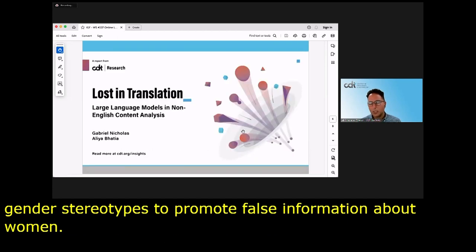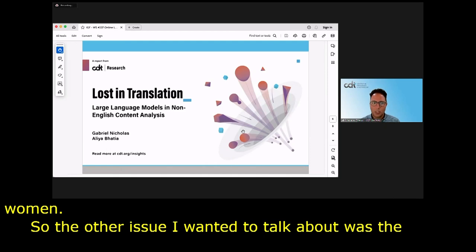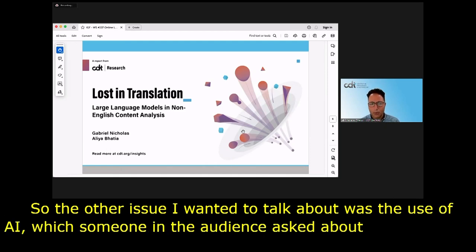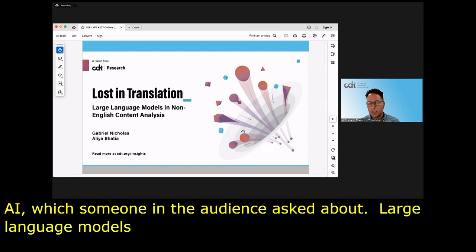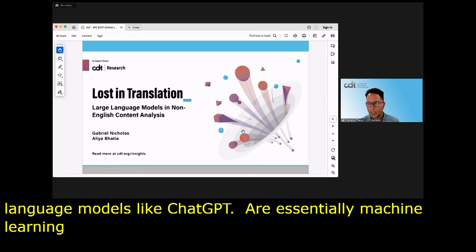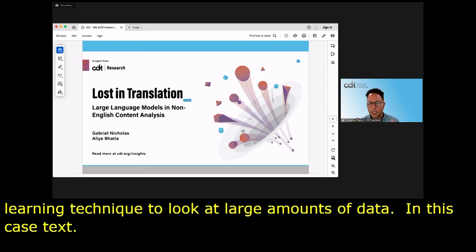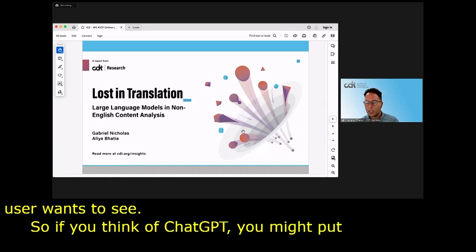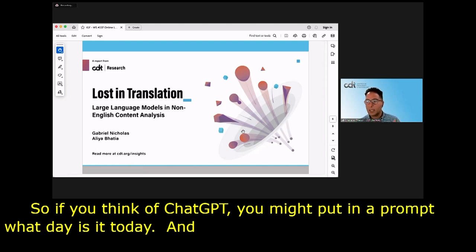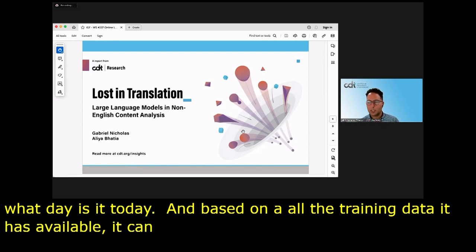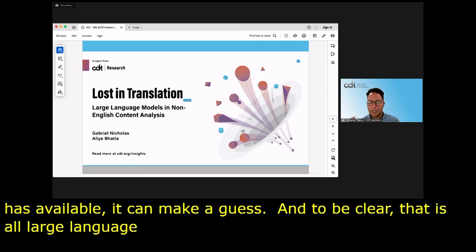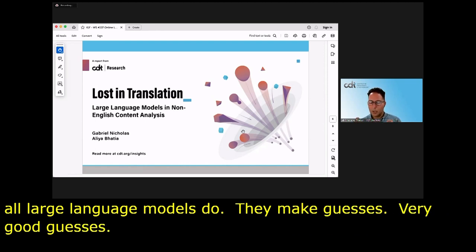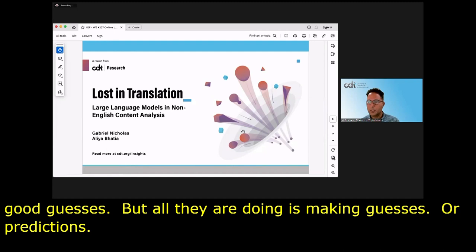The other issue I wanted to talk about was the use of AI, which someone in the audience asked about. And I'll focus on large language models. Large language models, think ChatGPT, are essentially a machine learning technique to look at large amounts of data, in this case text, and make predictions about what kinds of text the user wants to see. So if you think of ChatGPT, you might put in a prompt, what day is it today? And based on all the training data it has available, it can make a guess. And to be clear, that's all large language models do. They make guesses, very good guesses, but all they're doing is making guesses or predictions. They're not thinking, they're not human, they're just making guesses.